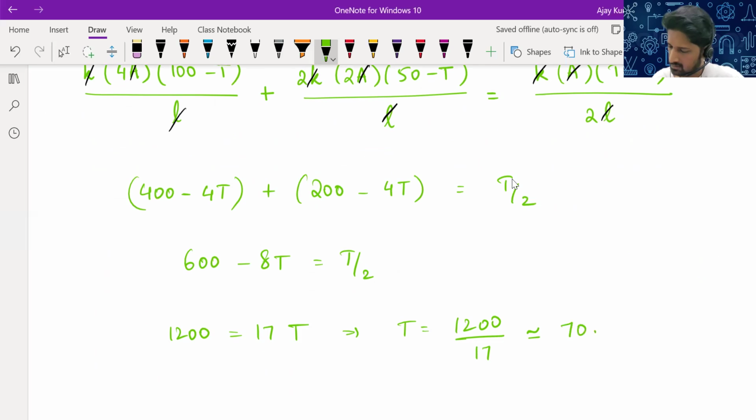70.59 degrees C. That is the junction temperature. And how did we derive this? By writing inflow is equal to outflow. I assumed two rods had inflows. One rod was giving outflow, and accordingly we got this answer.